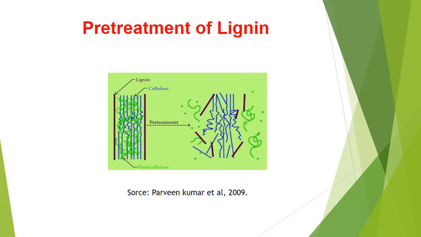Pretreatment of lignin. This is an out-of-bore pretreatment of lignin. In the pretreatment process, fiber is treated with alkali and after that separated from cellulose and hemicellulose.